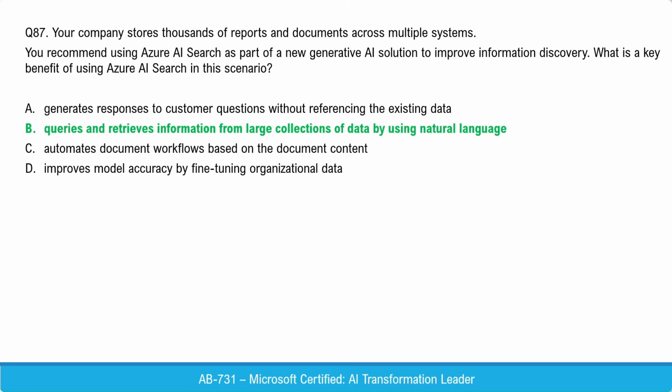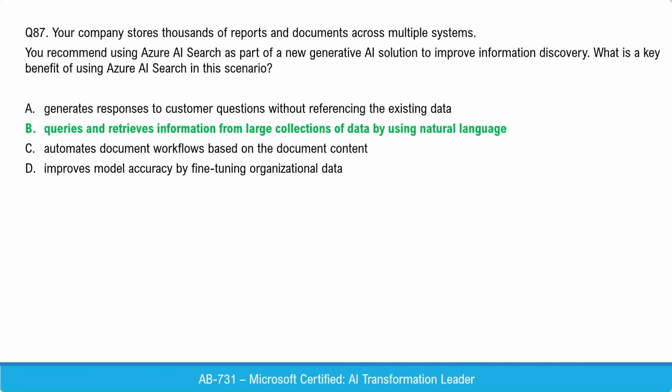Let's understand the requirement. The company has thousands of reports and documents spread across multiple systems, and the goal is to improve information discovery using Azure AI Search. Option B is correct because Azure AI Search is designed to index large volumes of data and allow users to query and retrieve relevant information using natural language. It supports semantic search, which helps users find meaningful results even if exact keywords are not used. In generative AI solutions, Azure AI Search is often used as part of a retrieval layer where relevant documents are fetched and then used by the model to generate accurate responses.